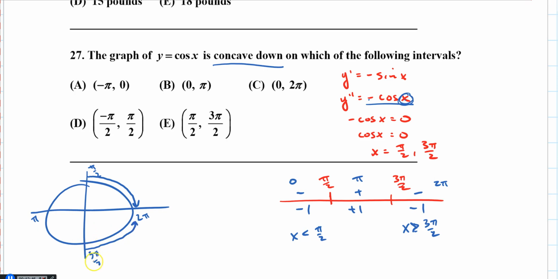Well, I know that positive 3 pi halves is the same as negative pi halves. Those are the same value. So I can say that I am concave down anywhere between negative pi halves and positive pi halves. That's the entire right side of my unit circle. That is answer D. That's going to be it for day 2 review, because we're not going to go over the word problems. Like I said, there were some issues with them, so we will talk about those in class.